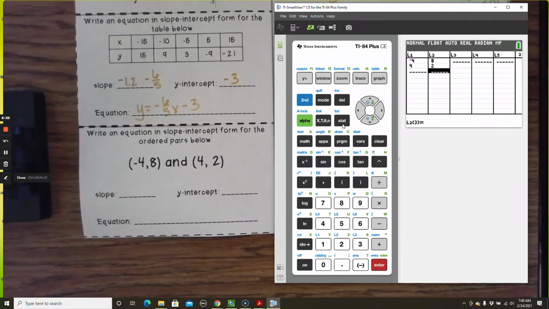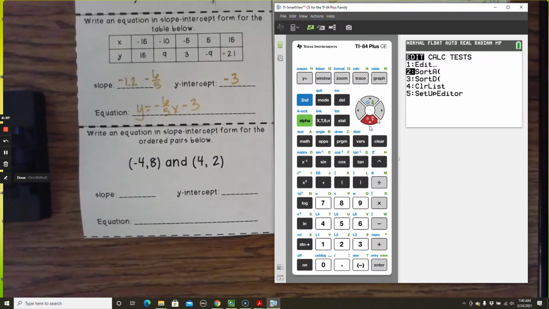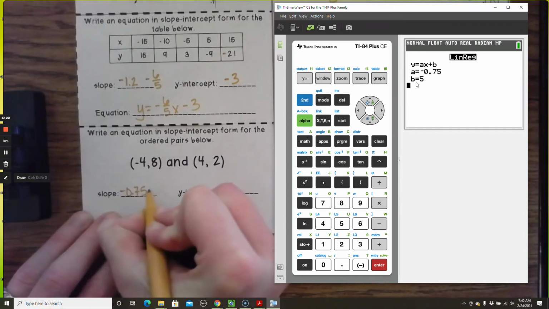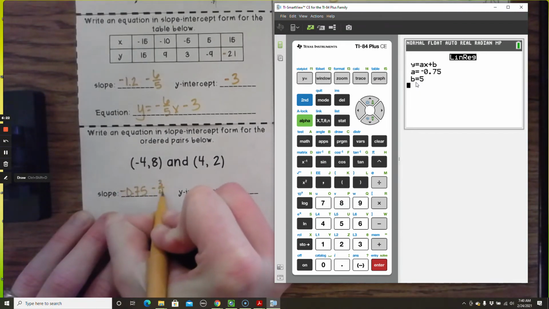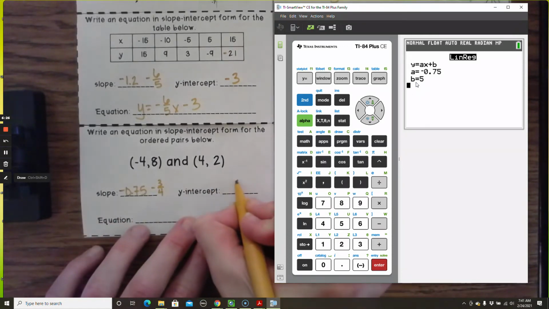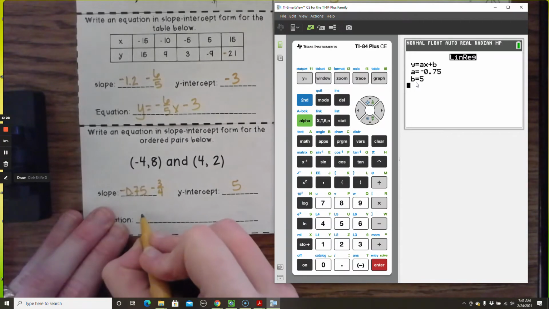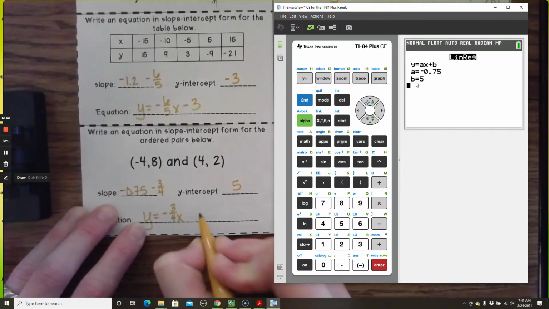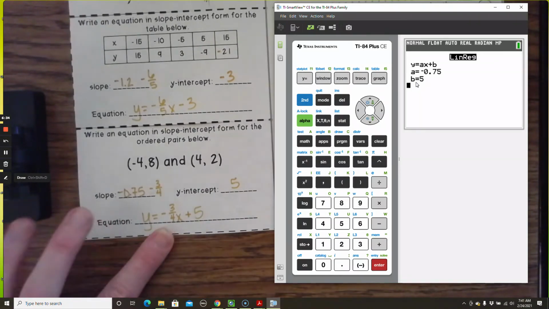And then we do Stat over to Calc, 4, and then hit Enter 5 times. And it gives me my pieces. So again, A is your slope, B is your y-intercept. It gives me a decimal. Again, if you need a fraction, you can convert it. -0.75 is -3/4, and my y-intercept is 5. So my equation would be y equals -3/4 x plus 5.